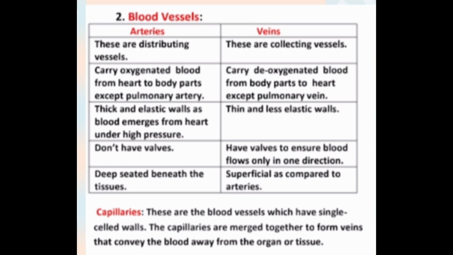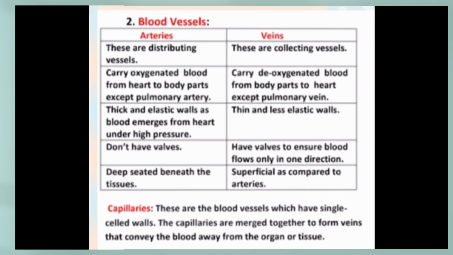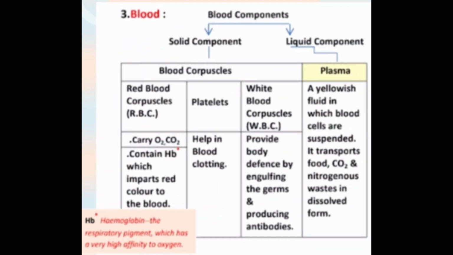Capillaries: these are the blood vessels which have a single-celled wall. The capillaries merge together to form veins that convey the blood away from the organs or tissues. Here you can see different parts of blood. Blood components: solid components and liquid components. In solid components there are red blood corpuscles (RBC), platelets and white blood corpuscles, that is WBC. Plasma is the liquid part.